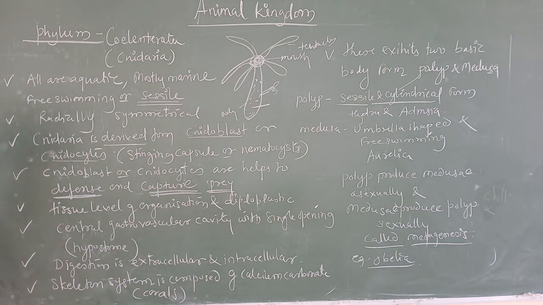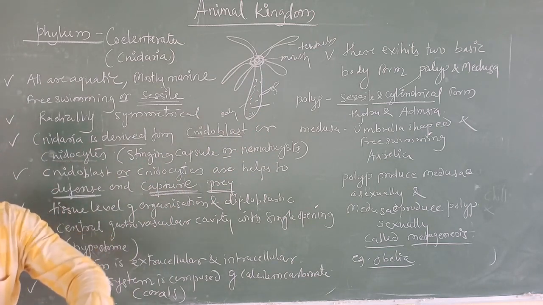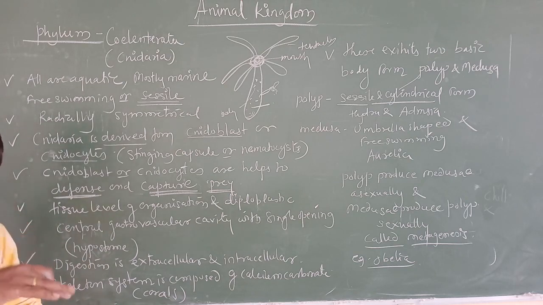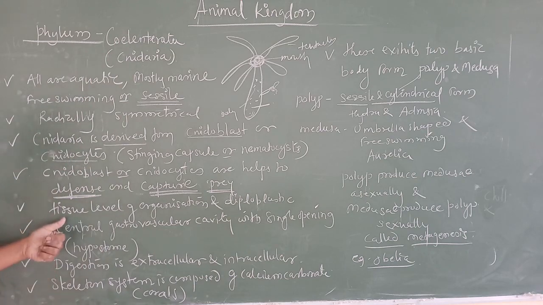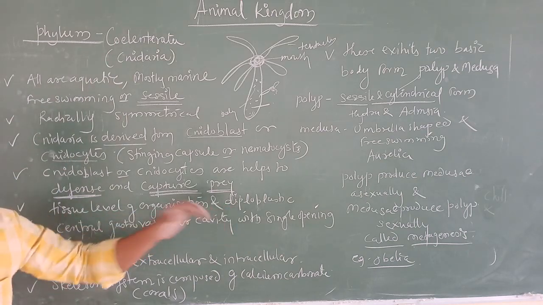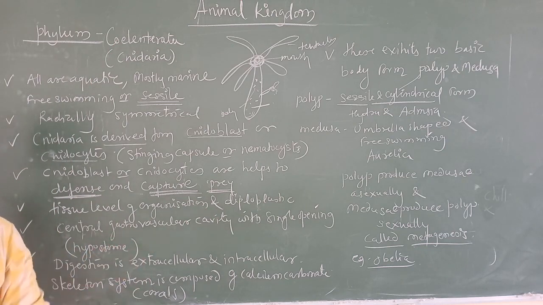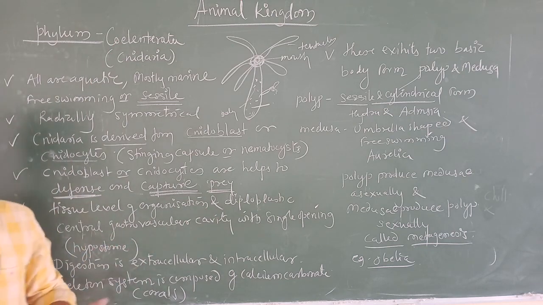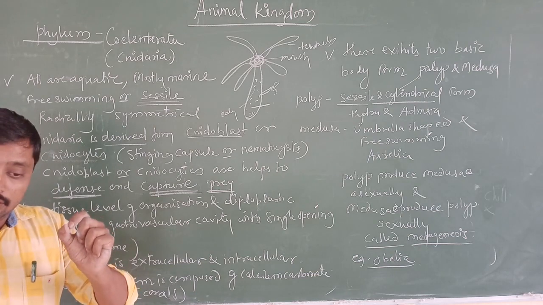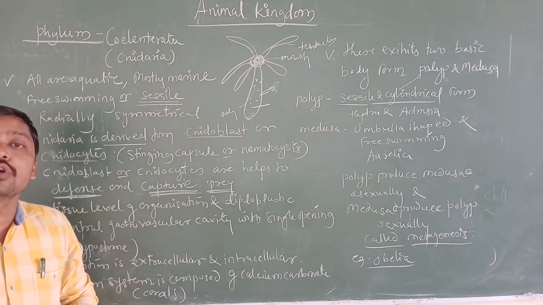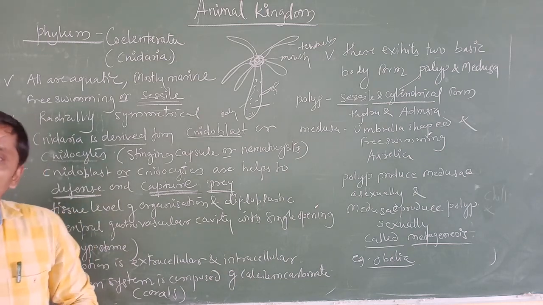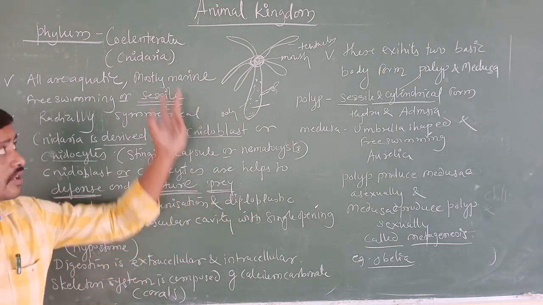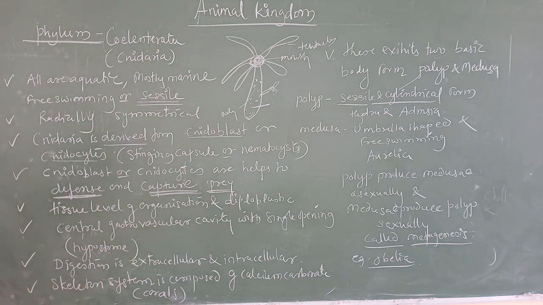Next point: in the last class we studied the cellular level of organization in Porifera. For the next point, coelenterates show tissue level of organization and these are diploblastic. Again I am going to ask the same question: what is meant by diploblastic? During embryonic development two layers develop, the outer ectoderm and the inner endoderm. Two layers, that is what diploblastic means.